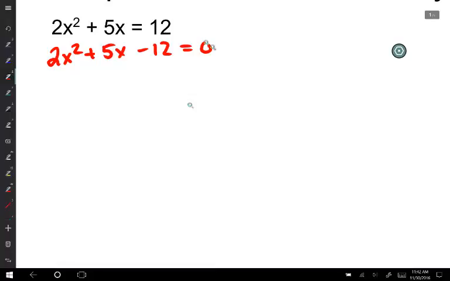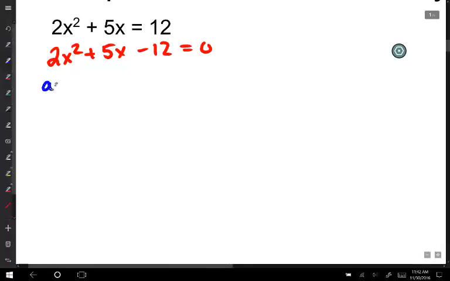Now, underneath that, I would like you to identify what the value of A is, the value of B is, and the value of C. So what's my value of A? 2. B? 5. C? Negative 12. The C value, negative 12.